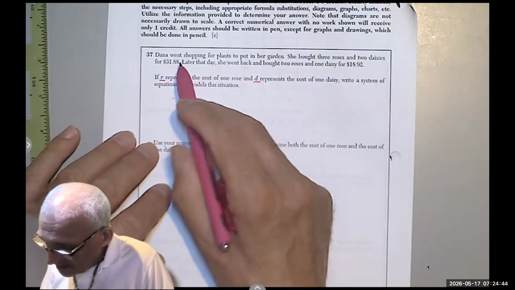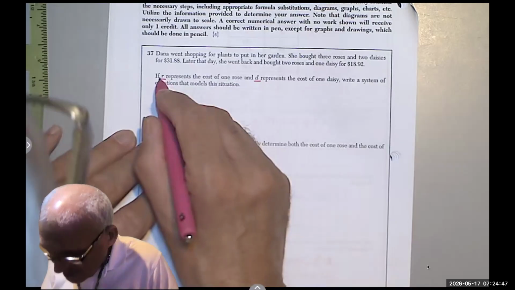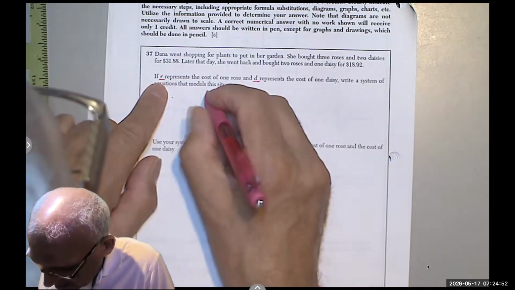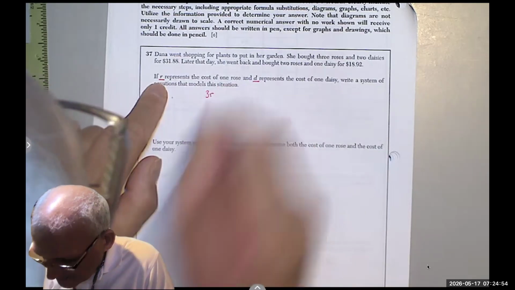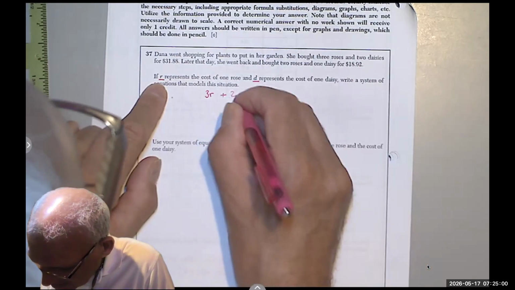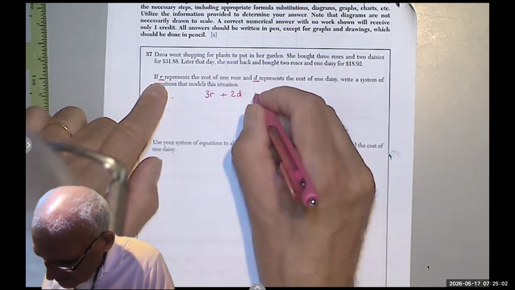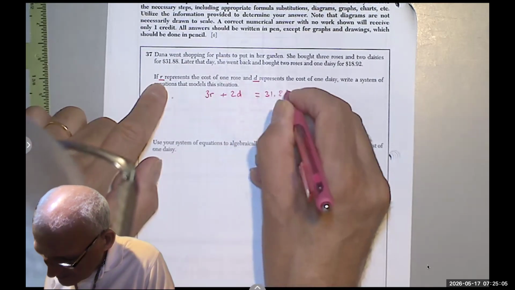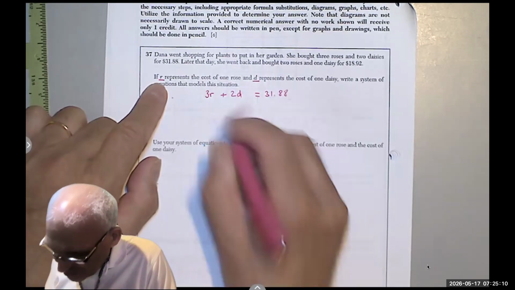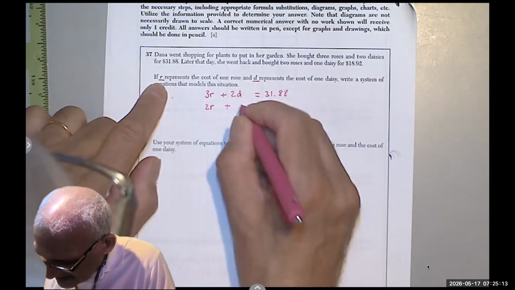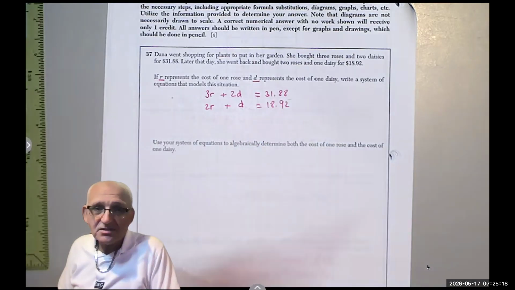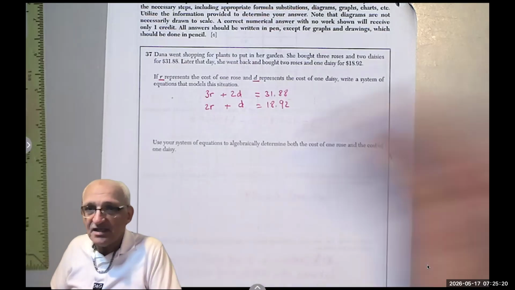They give you, you said 3 roses, so the cost of 1 rose is R, so the cost of 3 roses would be 3R. The cost of a daisy is D, so the cost of 2 daisies is 2D. And this cost was $31.88. Then later she went back. So the second equation, she bought 2 roses and 1 daisy for $18.92. And here are the 2 equations. Very simple. You are simply writing back what they gave you.